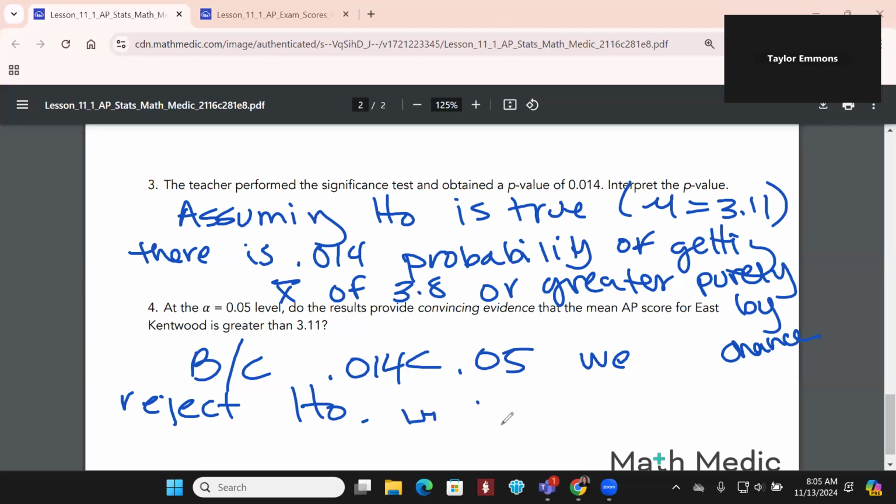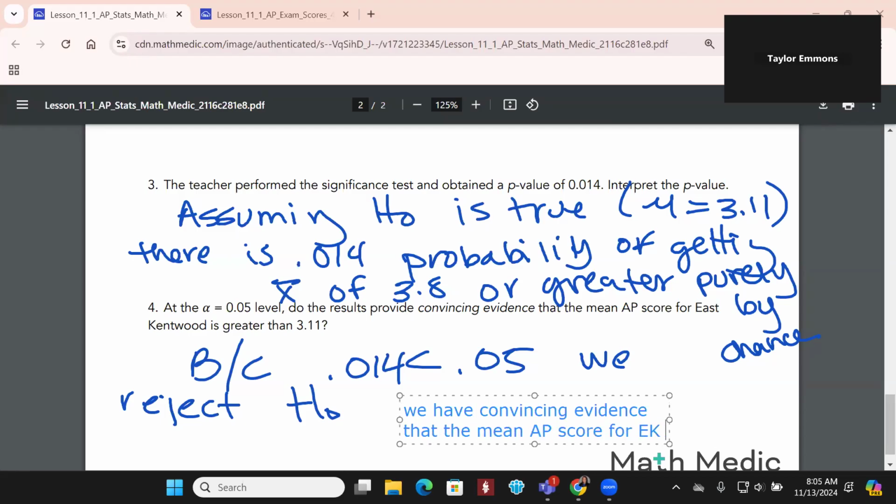So we have convincing evidence that the mean AP score for East Kentwood is greater than 3.11.